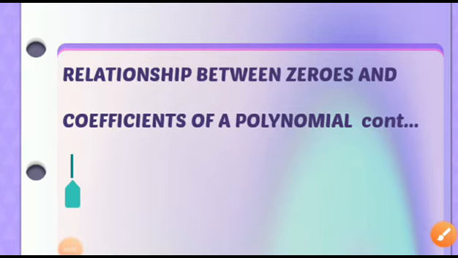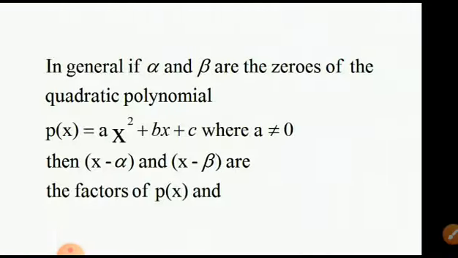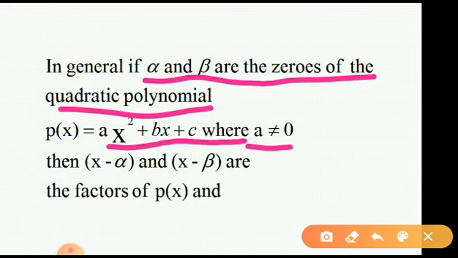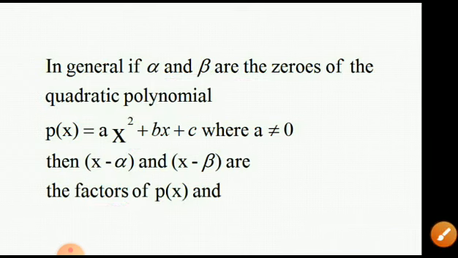Hello children. In this video, we are going to continue with the relationship between zeros and coefficients of a polynomial. In the previous video, we had seen if alpha and beta are the zeros of a quadratic polynomial ax square plus bx plus c, where a is not equal to 0, then we can say that x minus alpha and x minus beta are the factors of p of x.